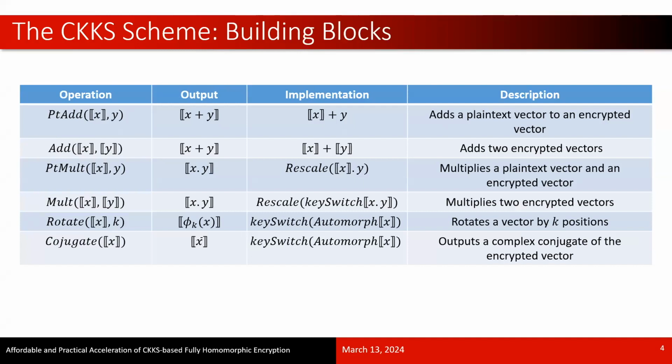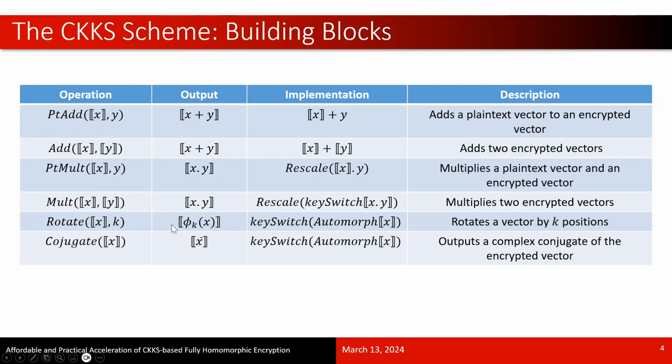It adds a plain text vector to an encrypted vector. Then we have add, that adds two encrypted vectors. So these are straightforward element-wise modular addition operations. Then we have PT mult, that multiplies a plain text with a ciphertext followed by a rescale operation, as you see here. And next is mult, that multiplies two ciphertexts followed by a key switch and a rescale operation.